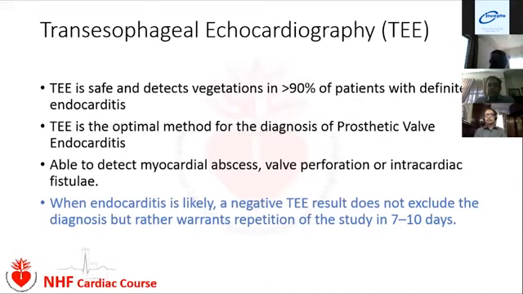Transesophageal echo is safe and detects vegetations in 90% of patients. It is the optimal method for diagnosis of prosthetic valve endocarditis. It is able to detect myocardial abscess, valve perforation, and intracardiac fistula. When endocarditis is likely, this can be repeated after 7 days.